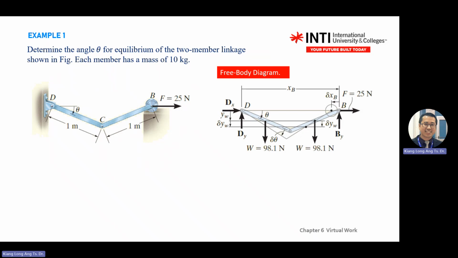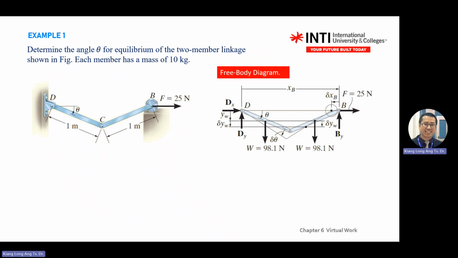Now, for example D, you take it out already. This is a connector with a pin, so no moment, but you have Dx and Dy. We use the common positive sense when we have a pin like this: Dy always points up, Dx always points to the right. We just assume. Later, if you calculate and get a negative, it means the arrowhead you put in your free body diagram is wrong and you need to flip the direction.